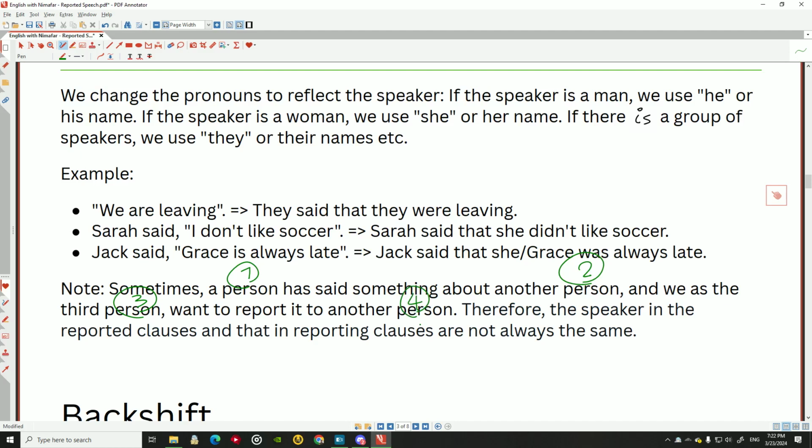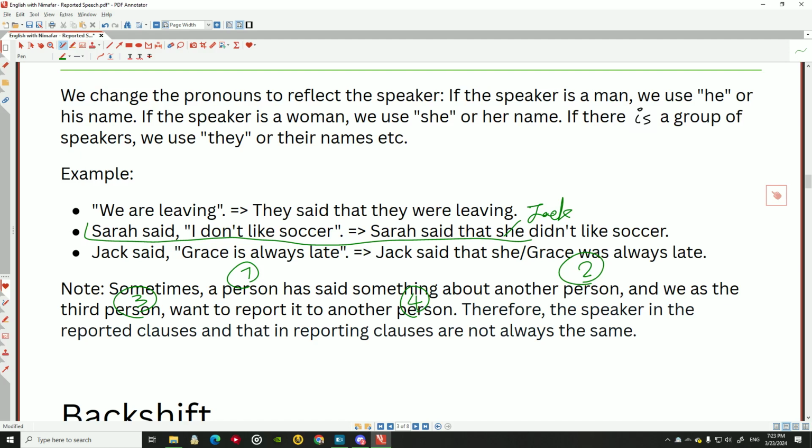So there is someone who said something about another guy, and we want to report it to another person. Therefore, the speaker in the reported clause and in the reporting clause are not always the same. For example, Sarah said, for example, Jack didn't like soccer. Sarah said that Jack didn't like soccer. They shouldn't always be the same, because Sarah was talking about someone else, not herself.